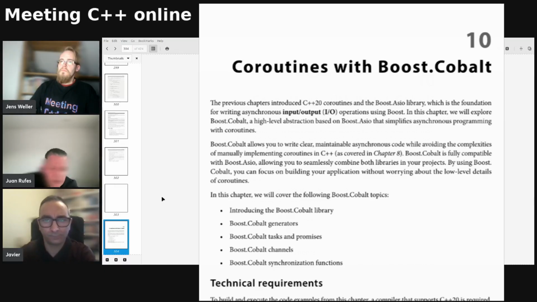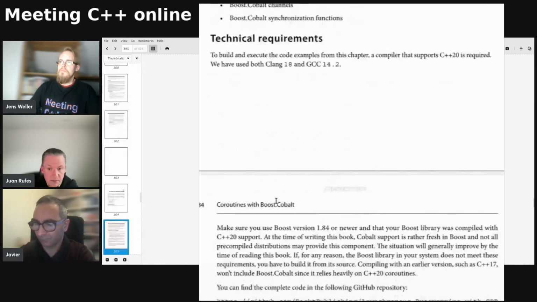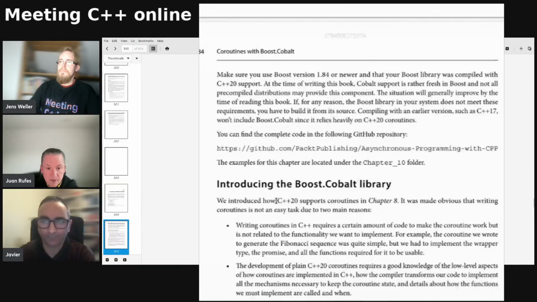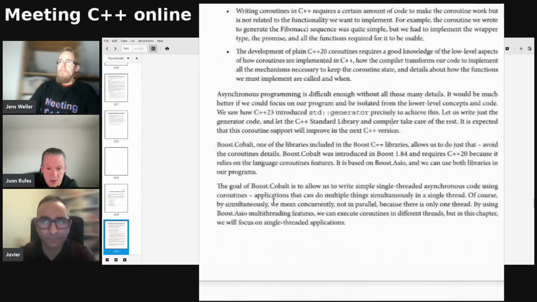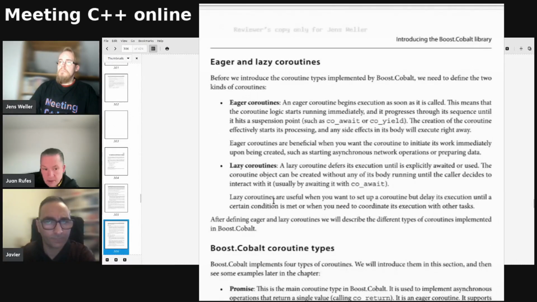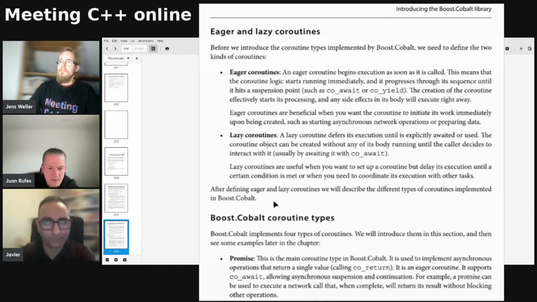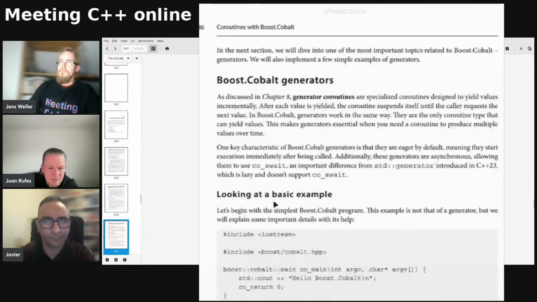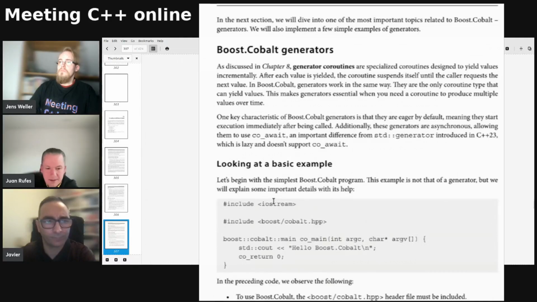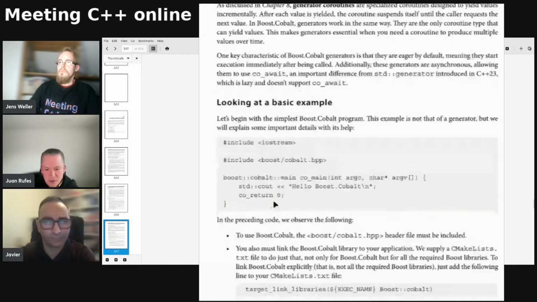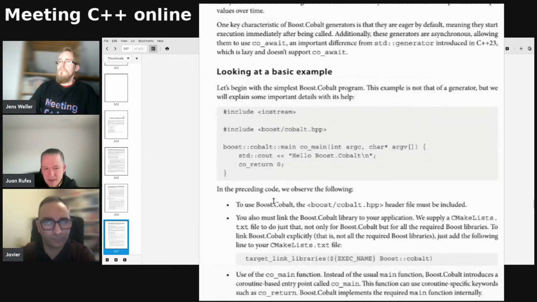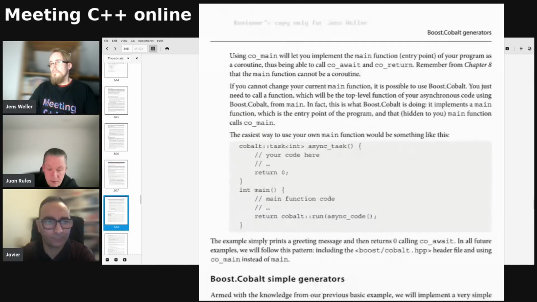So this chapter is just a light introduction. I was thinking about contacting the author to help with the documentation. It has nice examples, and the examples are simple. Actually it's 1.84, yes. This library simplifies a little bit the use of coroutines, but it's in its very early stages, and it will be improved, I'm sure.